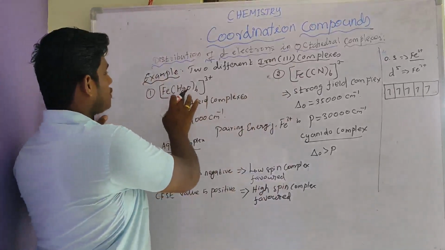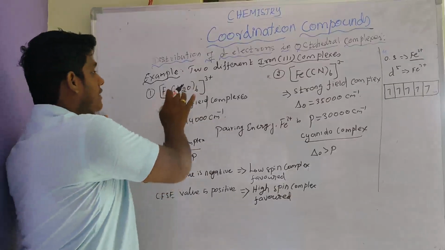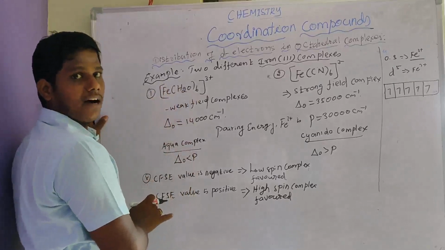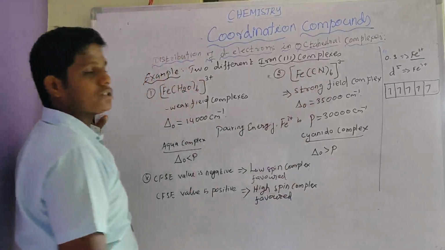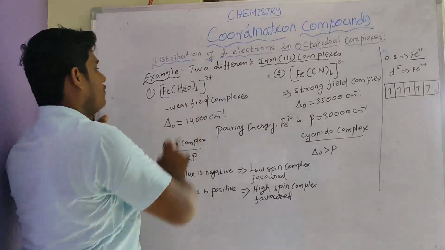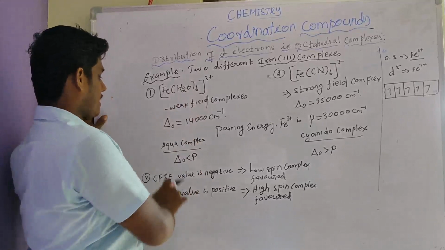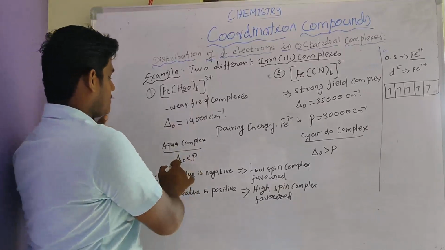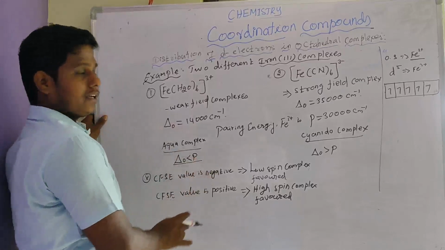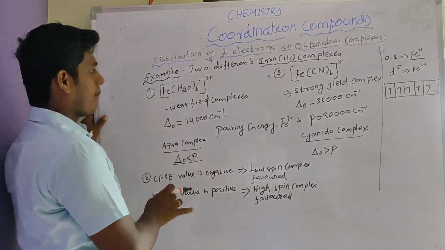Now here H2O, aqua, is a weak field ligand, so this is a weak field complex. Cyanido is a strong ligand, so it is a strong field complex. For the aqua complex, delta naught is less than P. That means the pairing energy is very high compared to delta naught, so it is a weak field complex.